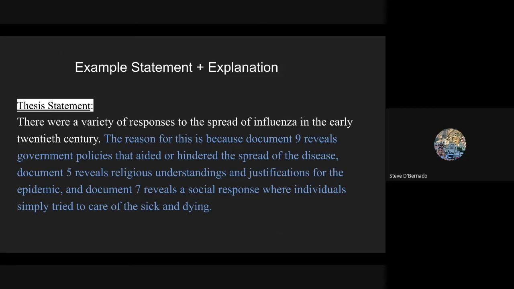So now when you come to the example statement, this could be one way you earn the point. People, keep it simple. They're asking you to analyze the responses, show all the responses, right? There was no way to group it, so they were all different. So there were a variety of responses to the spread of influenza in the early 20th century. The reason for this is because document 9 reveals government policies that aided or hindered the spread of disease. Document 5 reveals religious understandings and justifications for the epidemic. And document 7 reveals a social response where individuals simply tried to take care of the sick and dying.